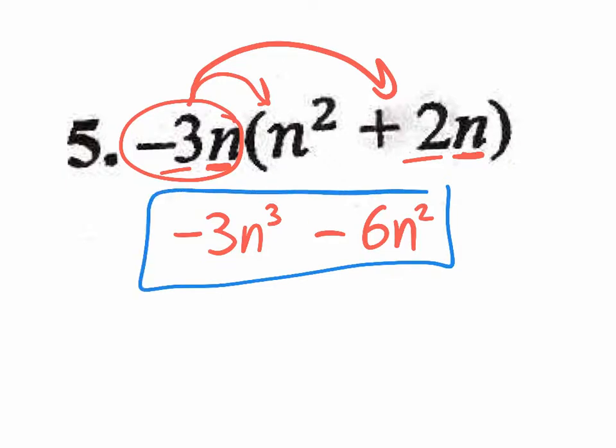Now just for fun, let's classify it. Give it a first and last name. Think about it. Your degree is 3 and there's 2 terms. So that would be a cubic binomial.